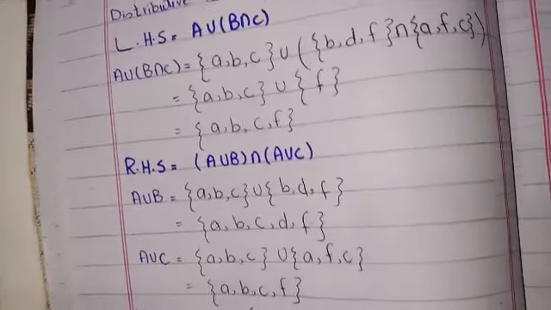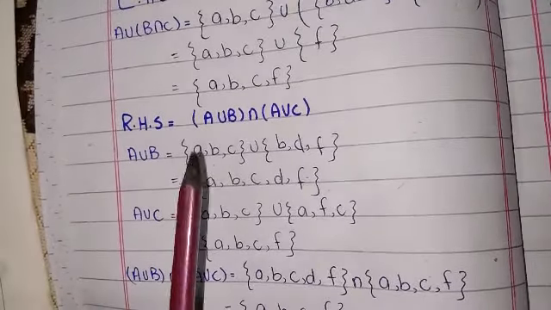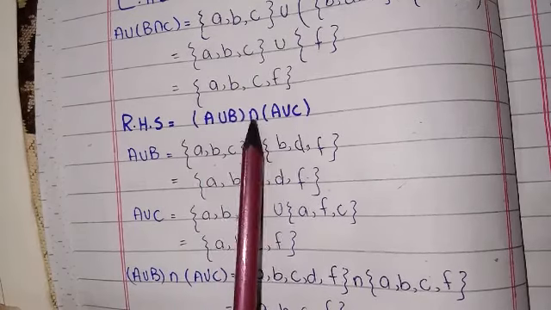Now students, moving towards our right hand side. As you know, right hand side is equal to (A union B) intersection (A union C).